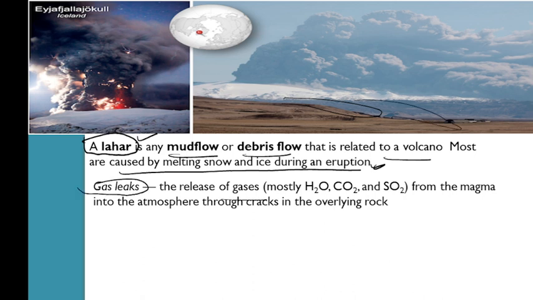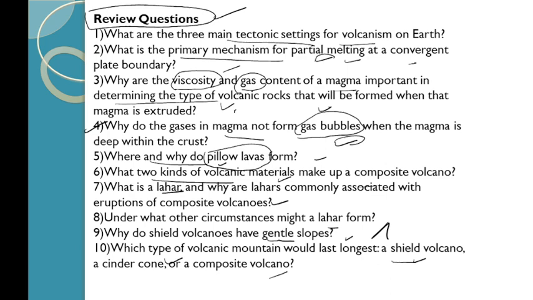Gas leaks also occur: release of gases like H2, CO2, SO2, many gases leak out during a volcanic eruption. So these are our questions. We discussed tectonic activity, primary magma, why magma viscosity is high, and that the gas content of magma is important to determine the type of volcano. Why does magma not form gas bubbles in the deeper crust?